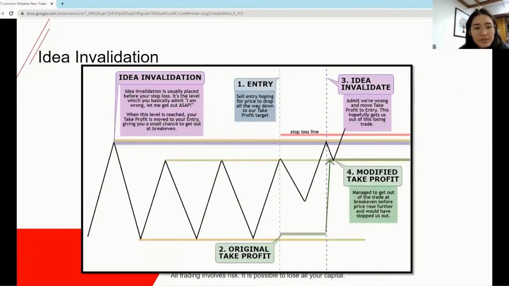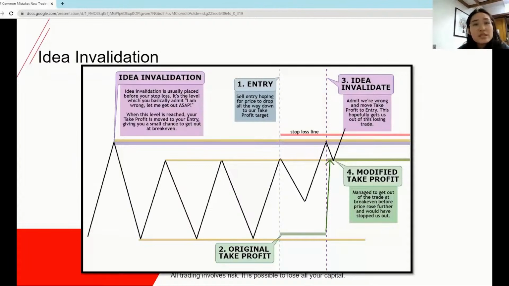Okay, here we have idea invalidation now. Idea invalidation is usually placed before your stop loss. It's the level at which you basically admit, I'm wrong, let me get out ASAP. When this level is reached, your take profit is moved to your entry, giving you a small chance to get out at break even. It's a similar concept to what we looked at earlier, but instead of moving our stop loss to our entry, now we're moving our take profit to our entry.